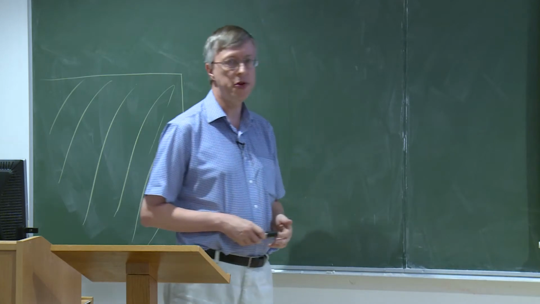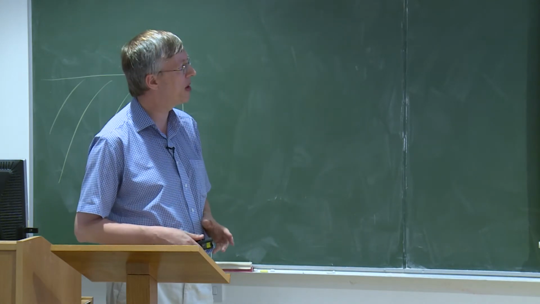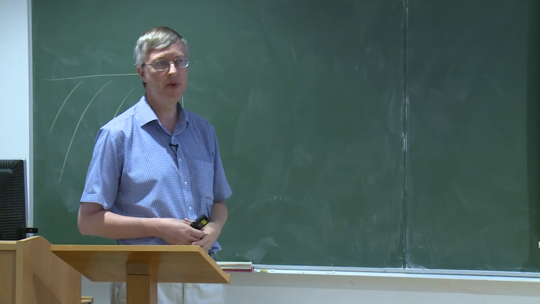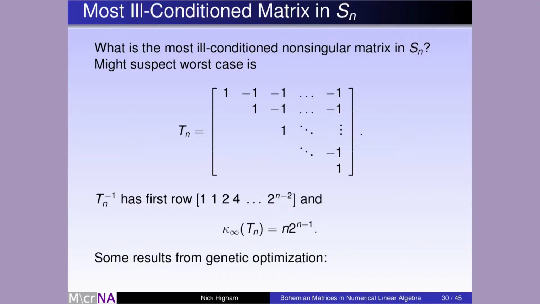Ill conditioning we also worry about in numerical algebra a lot, and in fact this matrix Tn we're well aware is a rather nasty matrix. It looks pretty innocuous, but when you invert it, the numbers get bigger towards the top right hand corner, and you get a 2 to the n minus 2 there. So as soon as n gets any reasonable size, this is a pretty ill-conditioned matrix.